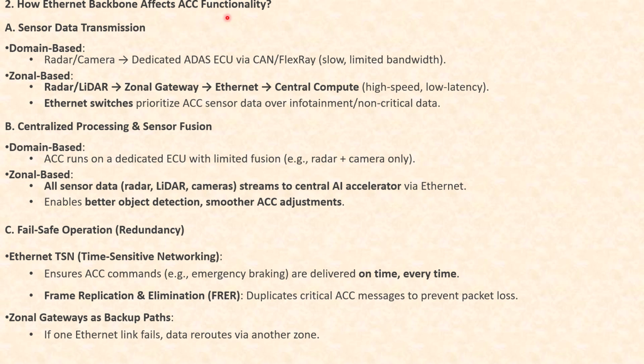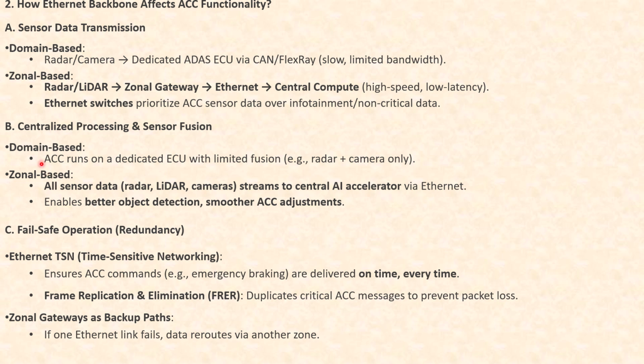And now how the Ethernet backbone affects the ACC functionality. The biggest advantage is when it comes to sensor transmission. In the domain based approach, radar and camera have a dedicated ECU and a dedicated CAN and FlexRay, which have slow and limited bandwidth. And when it comes to zonal based, the radar and LiDAR data is directed to the zonal gateway, and from the zonal gateway to Ethernet, and through Ethernet it is communicating to the central compute. This zonal approach facilitates high speed and low latency. Ethernet switches prioritize ACC sensor data over infotainment and non-critical data.